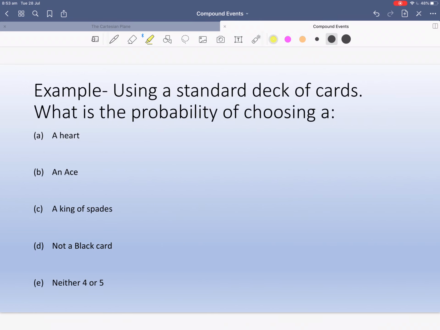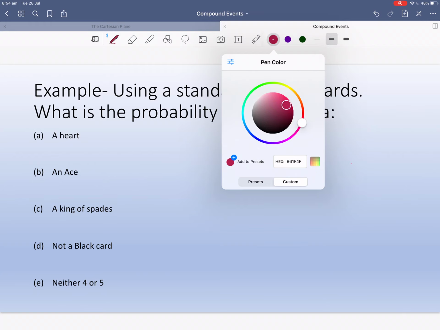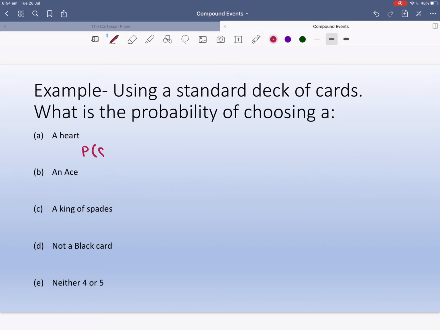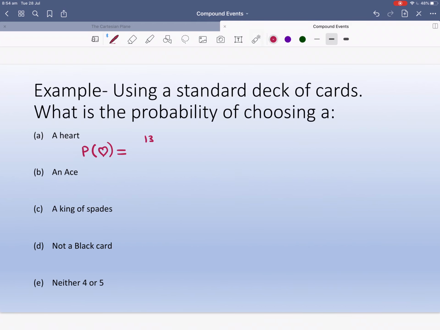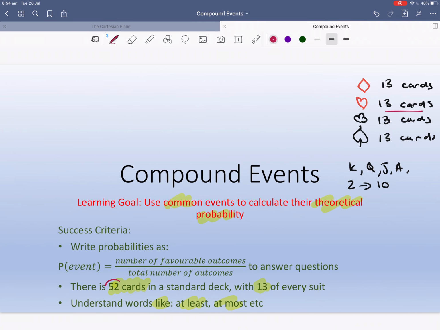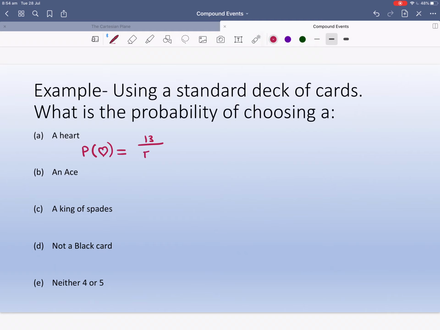All right, let's get started. Example, using a standard deck of cards, what is the probability of choosing a heart? So I'm going to use my probability notation and go back to my red. Probability of a heart, and I know that every suit has 13 cards, so I'm going to put 13. And the total number of cards in the deck is 52. It says it to us in the success criteria. So it's 13 out of 52, and that will simplify down to be a quarter, which makes sense because it's one suit out of 4 suits. So the probability of choosing a heart is 13 out of 52. Just be aware of that for when we do our work.